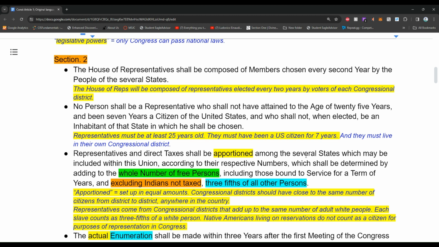And most of the Native Americans back then lived in reserved places where they did not have to pay any government taxes. So those Native Americans could not vote. They were not taxed. They weren't counted as citizens. So if you had a tribe of Native Americans that lived in your state, those Native Americans could not count as citizens. But it says 3/5 of all other persons.